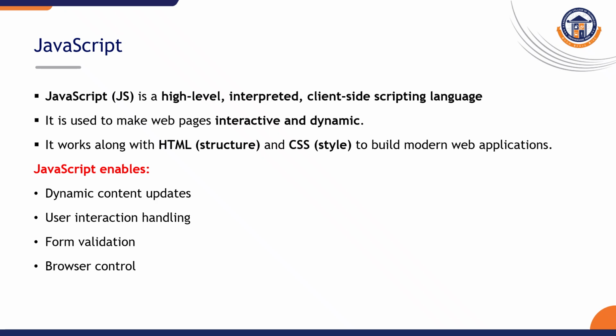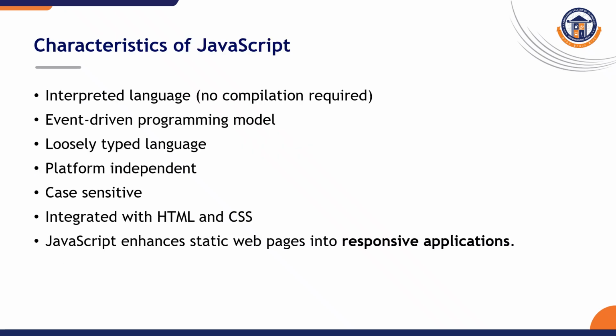And CSS. CSS stands for Cascading Style Sheet. It describes how HTML elements are to be displayed on screen, paper, or in other media. With the help of HTML and CSS, we can build modern web applications. JavaScript enables dynamic content updates, user interaction handling, form validation, and browser control.